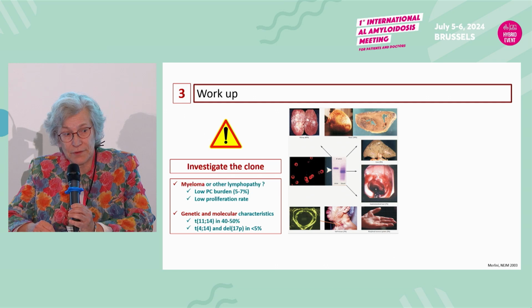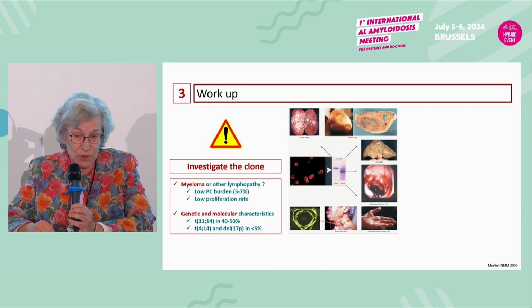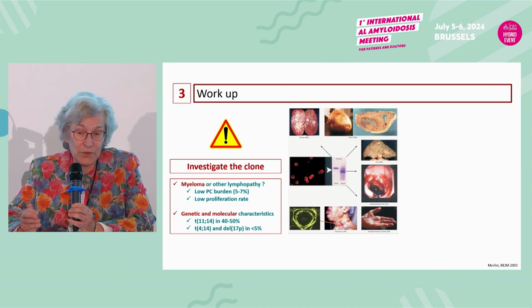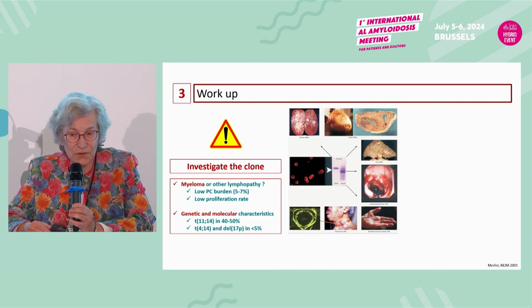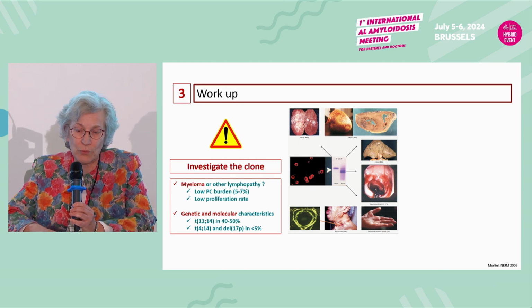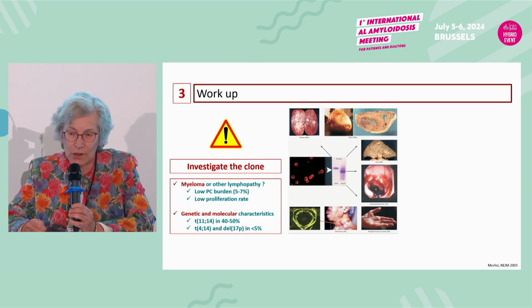Then, if you have the diagnosis of AL amyloidosis, of course you have to investigate the clone that is responsible for the disease. As for patients with myeloma, in most cases it's not the case, but 10-15% of patients will be diagnosed with both amyloidosis and myeloma. Usually, however, the plasma cell burden is low and the proliferation rate is low, and that has some impact on the way you will treat your patient later on.